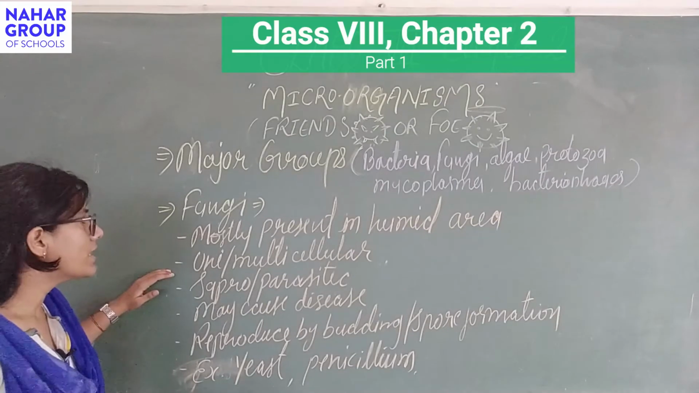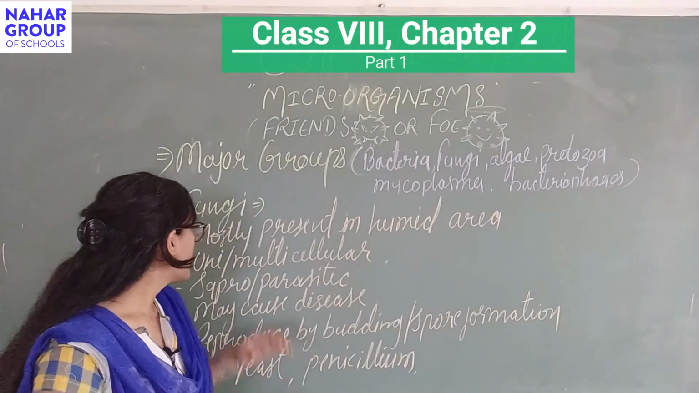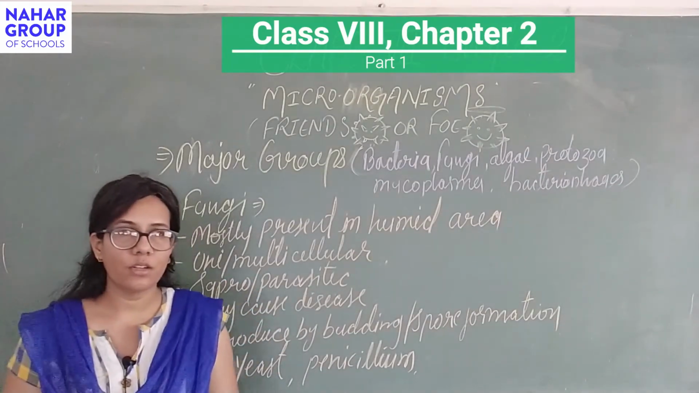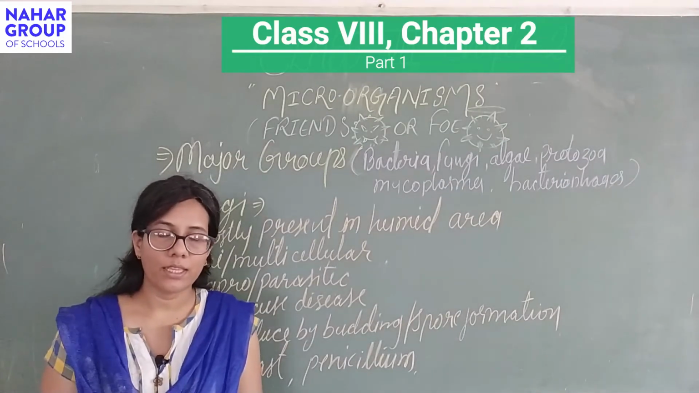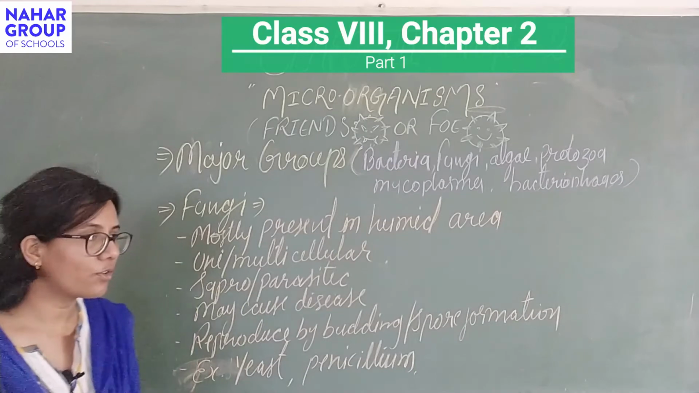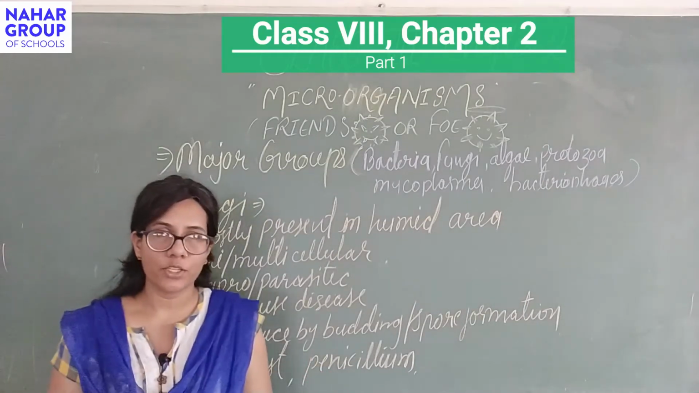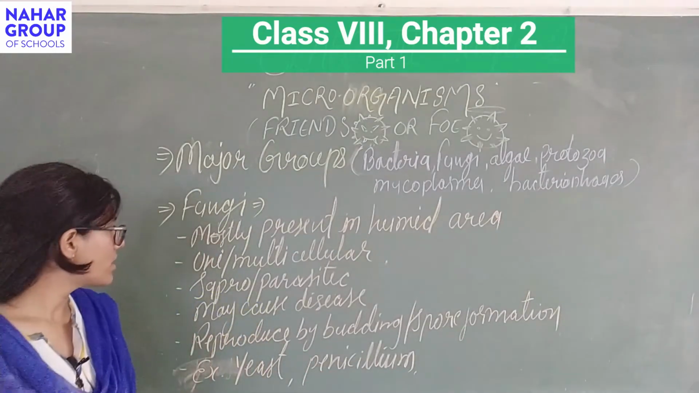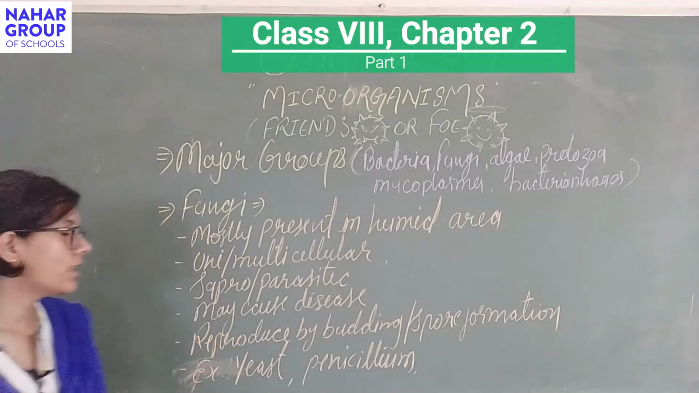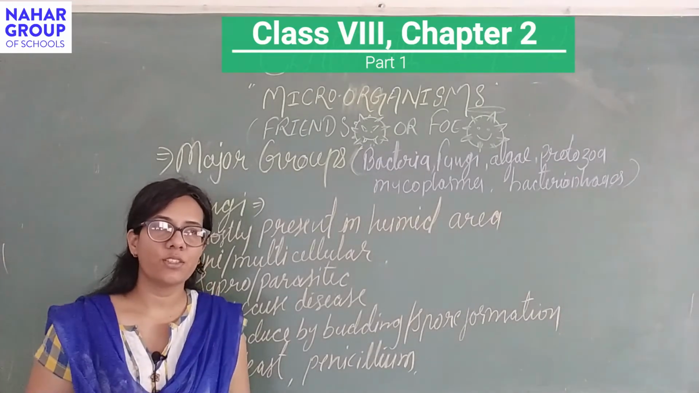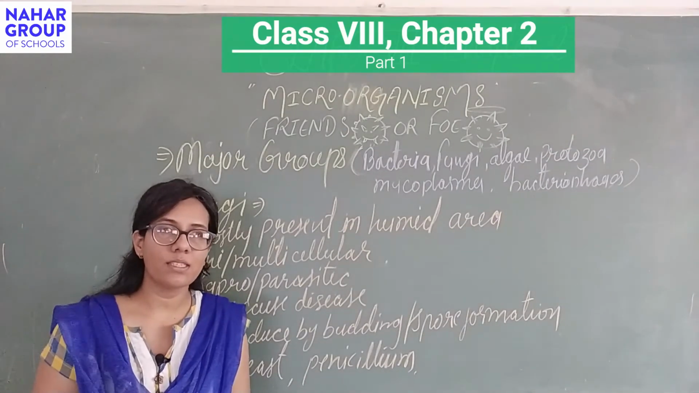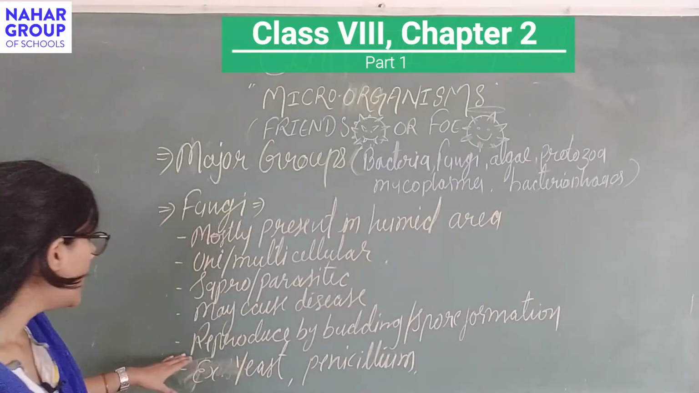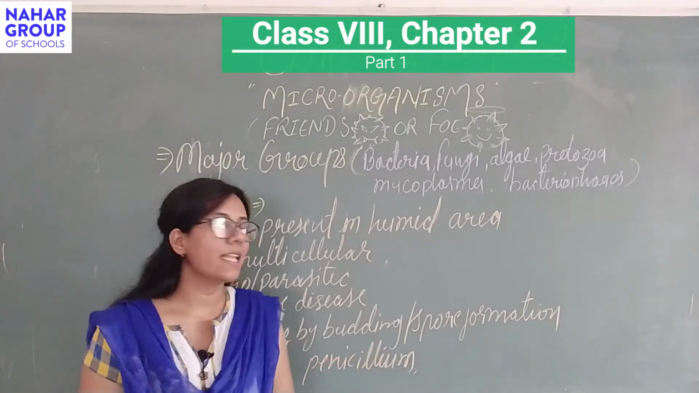They can be unicellular as well as multicellular. An example of unicellular fungi is yeast. Examples of multicellular fungi are penicillium, mushrooms, toadstools, etc. They may cause diseases. There are some species of fungi which can cause diseases in both animals and plants. They reproduce by budding and spore formation.